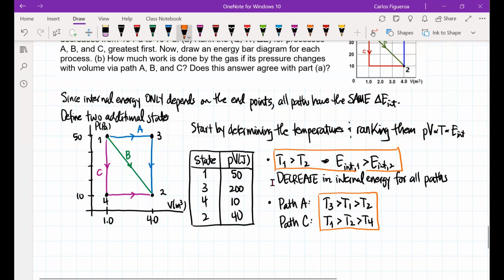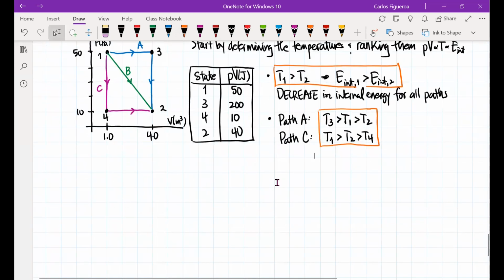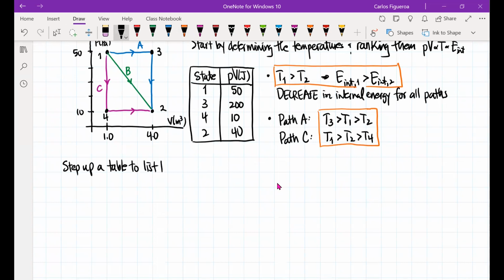So now what I'm going to do here is look at that cycle right there, and now I'm going to set up a table to list the signs of Q, W, and change in internal energies. Okay.